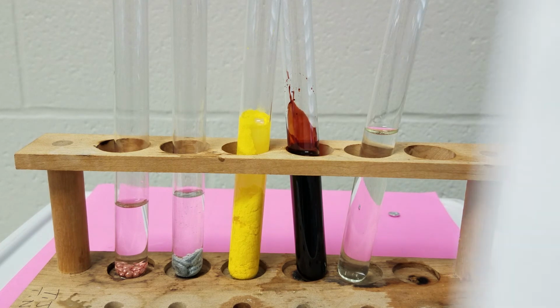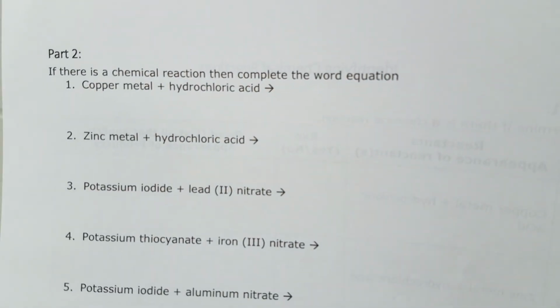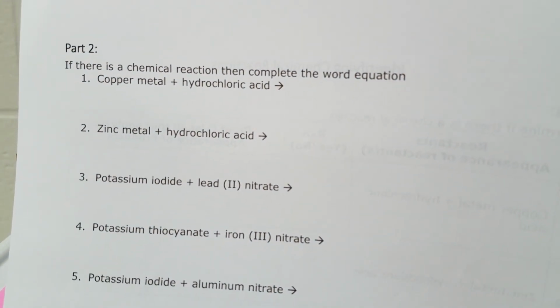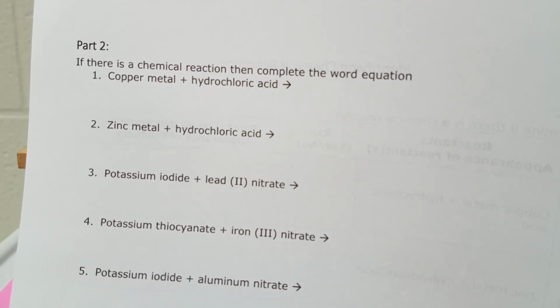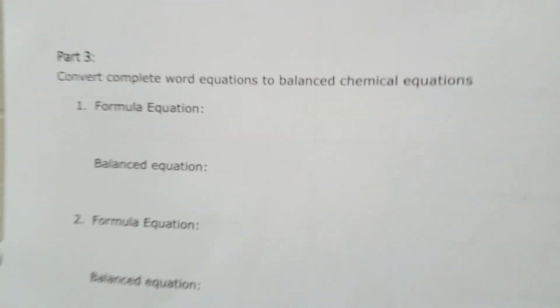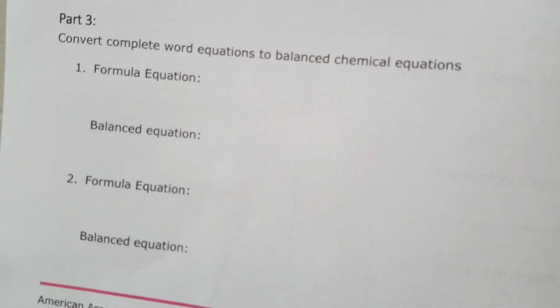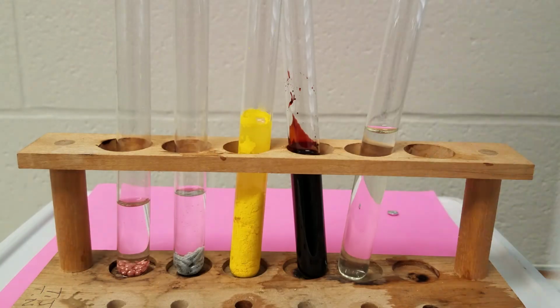Now on part 2, you're going to finish the word equation. So you're going to have to come up with the products in your word equation. And then in part 3, you're going to convert your word equation into the formula equation and then balance that equation. Your formula equation will need to have the actual formulas for all of these compounds as well as their states of matter. Anytime you get a precipitate or you have the elemental metal like we did with the copper and the zinc, those are going to be solids.